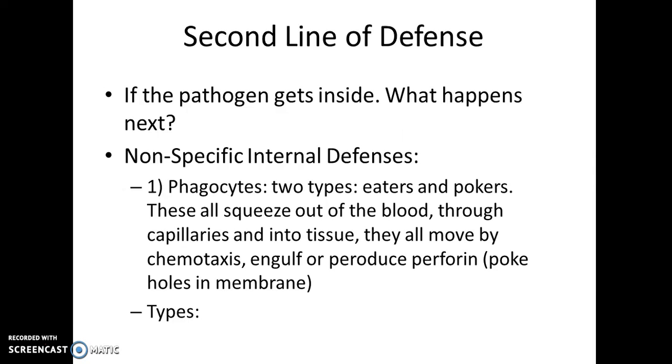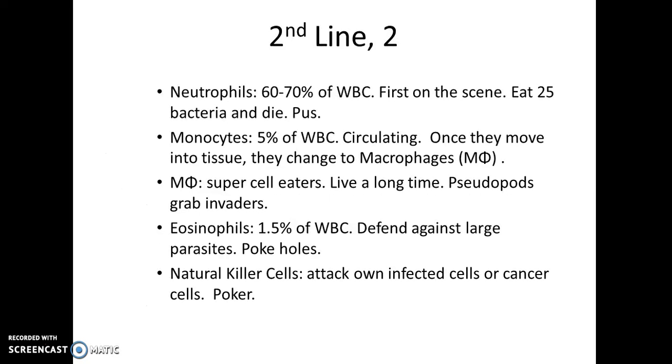They move by chemotaxis, so they move to the higher concentration of invaders, and they will engulf, or they will produce, I should say, perforin, which is an enzyme that pokes holes in the cell membrane. So they either engulf and take in, or poke a hole and let it leak out. We have the main ones.